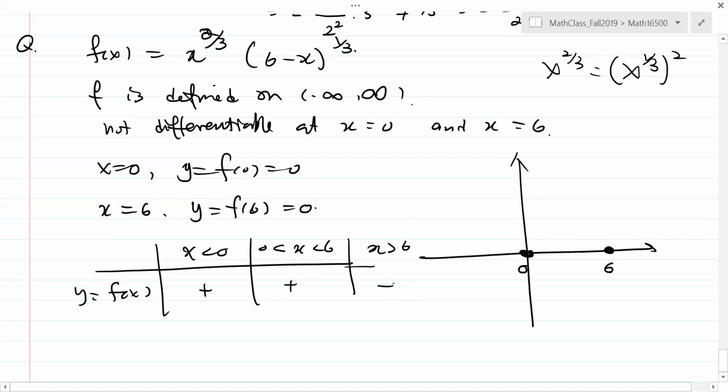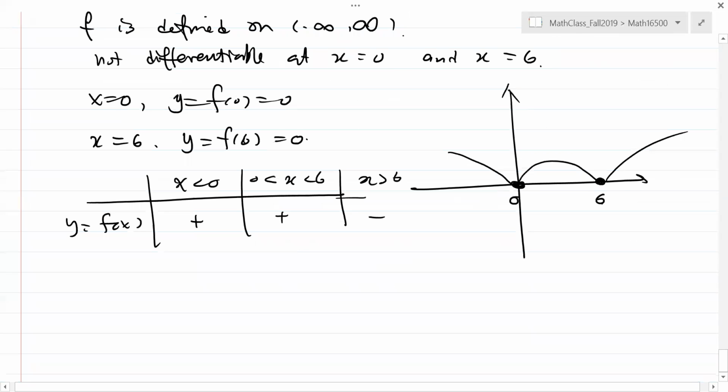How does the graph look? When x is negative, it's positive. When x is between 0 and 6, positive. When x is greater than 6, negative, like that. Okay? So you get a rough idea about the graph. You still have to tell where the graph is increasing, where it is decreasing, right?